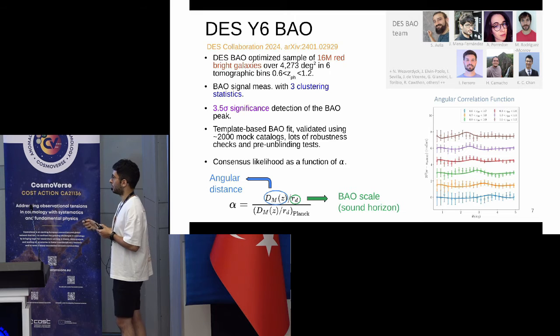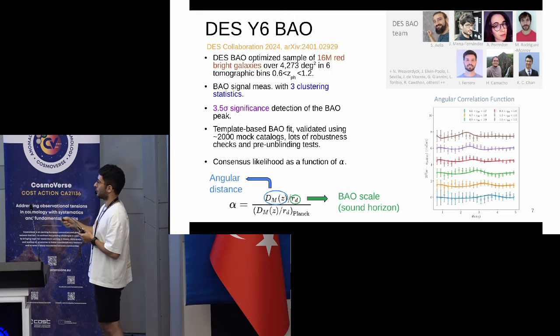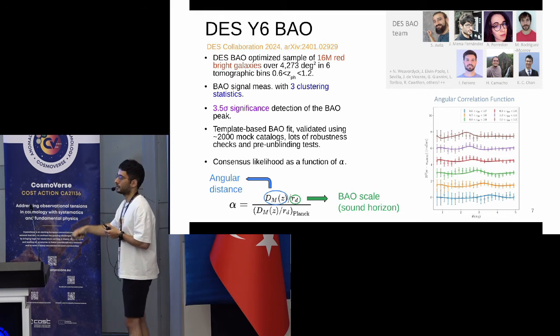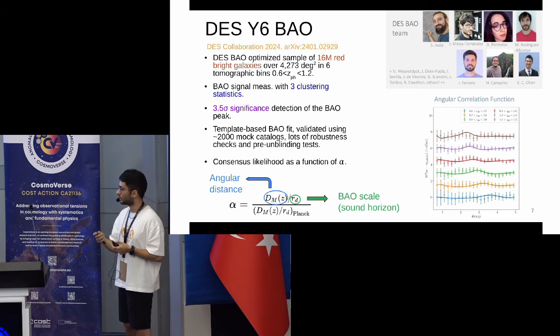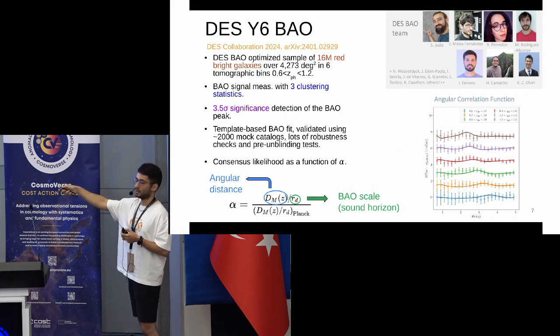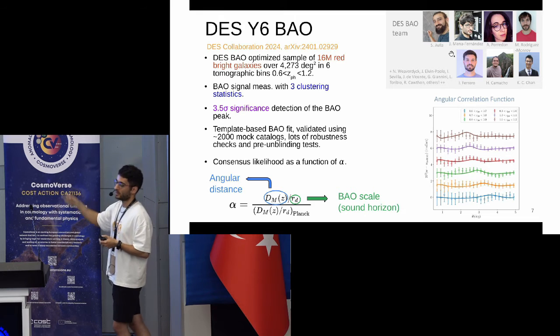And this is just a plot showing the angular correlation function as a function of redshift from high to low redshift. And you can see how, for example, the BAO peak moves to smaller angular scales as redshift decreases because of its constant comoving size. And this is one of the 3 clustering statistics that we used, and we combined the 3 of them. This is just one of them as an example.